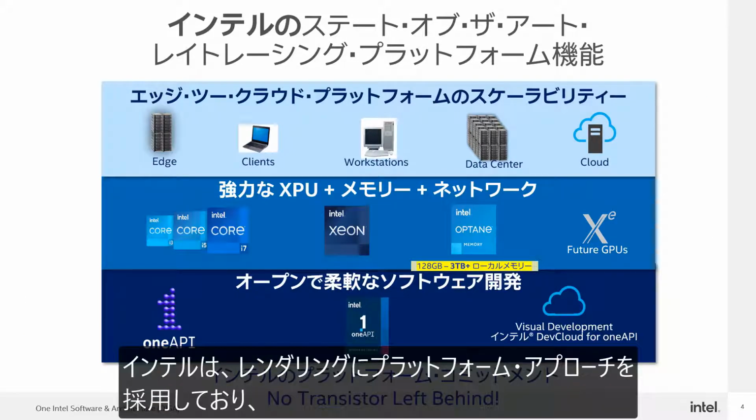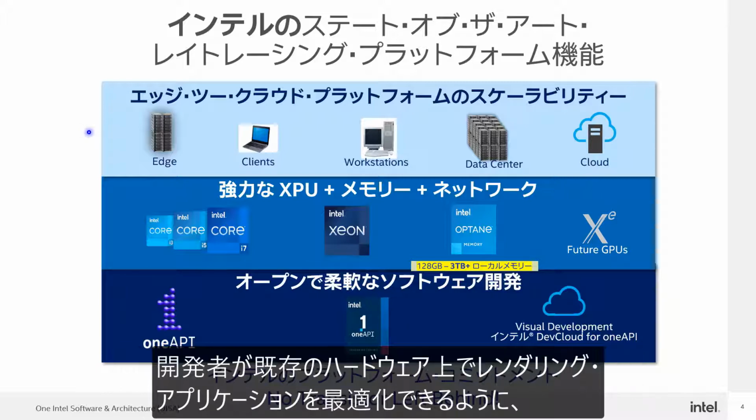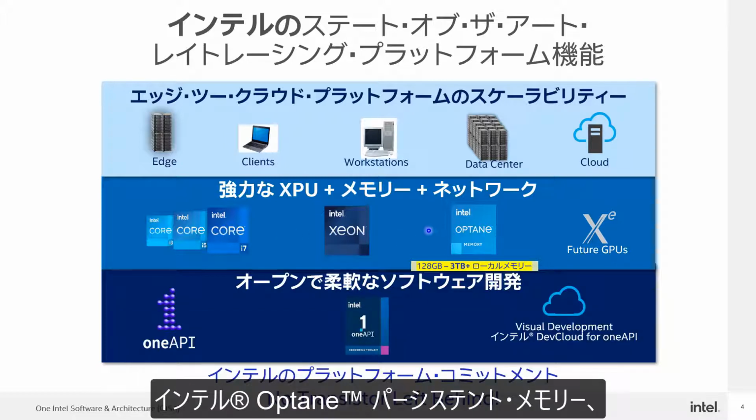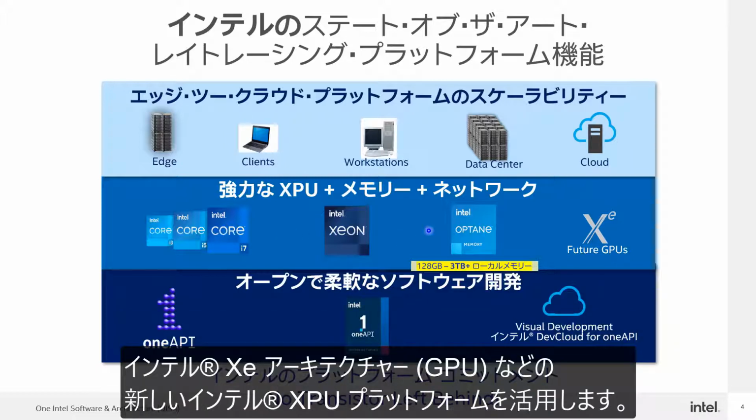So what approach does Intel take in rendering? Intel takes a platform approach to rendering, which helps developers optimize rendering applications on existing hardware, utilizing advanced technologies such as AVX512 on Intel Xeon and Core processors, Intel Optane memory, and emerging Intel XPU platforms such as Intel Xe architecture GPUs.